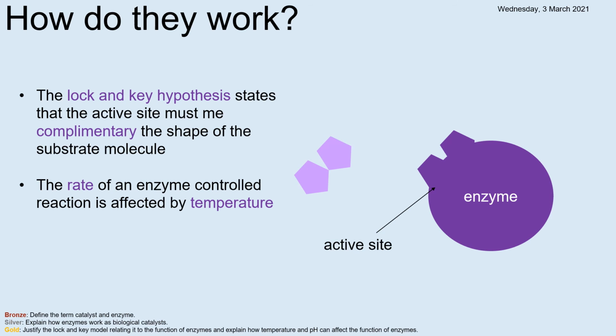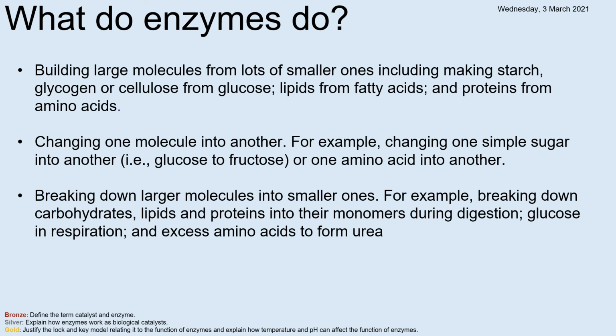So the lock and key hypothesis states that the active site must be complementary to the shape of the substrate molecule, and the rate of an enzyme-controlled reaction is affected very much by temperature, especially by an increase in temperature.